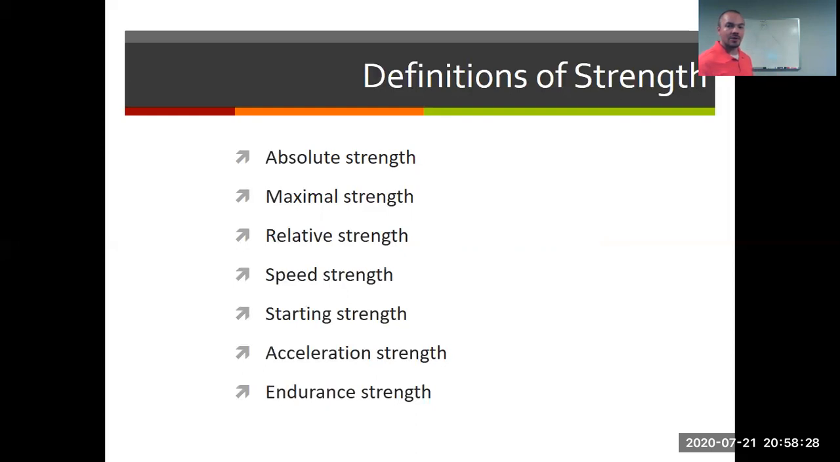If I have a track and field thrower, I want their maximal strength as high as possible because that's going to translate really well into their sport. But I also want them to move quickly. They have a limited amount of time to go through their rotations and to produce their throw. And so working their speed strength and their starting strength and their acceleration strength, down in these categories, that's not a bad idea either. And we're going to learn more about how to do that.